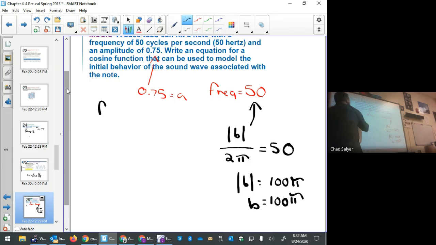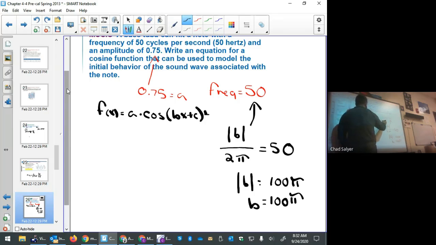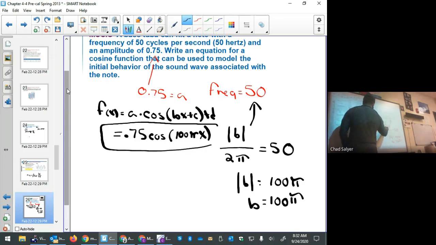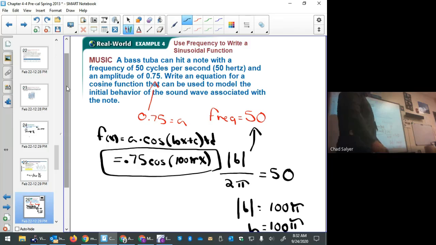So we're going to say f of x equals a times the cosine of bx plus c plus d. We're going to set c and d equal to 0 in this case. 0.75 times the cosine of 100 pi x would describe that sound wave as it propagates.